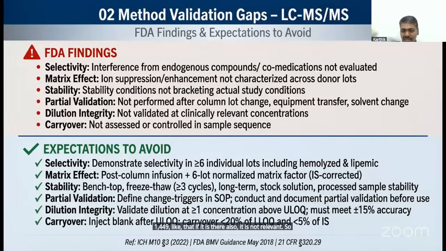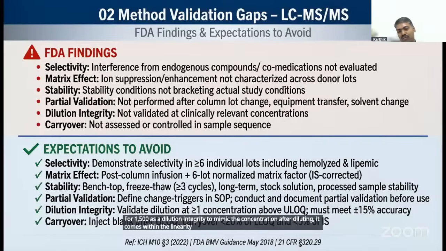So whatever concentration we got in the sample analysis, at least one concentration higher than that has to be proved. So if we get 1450, at least we have to prove 1500 as a dilution integrity, to mimic that the concentration after diluting it comes within the linearity.